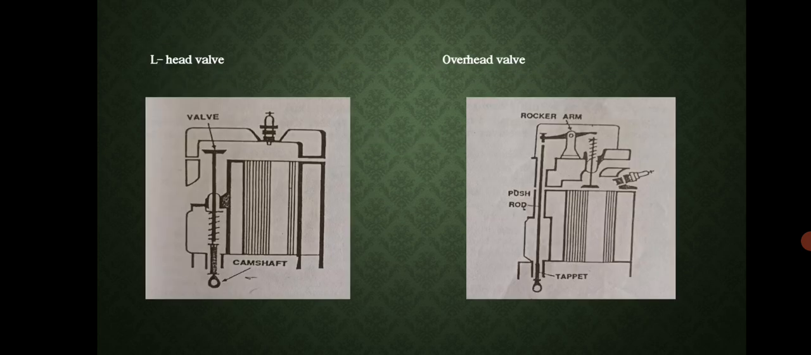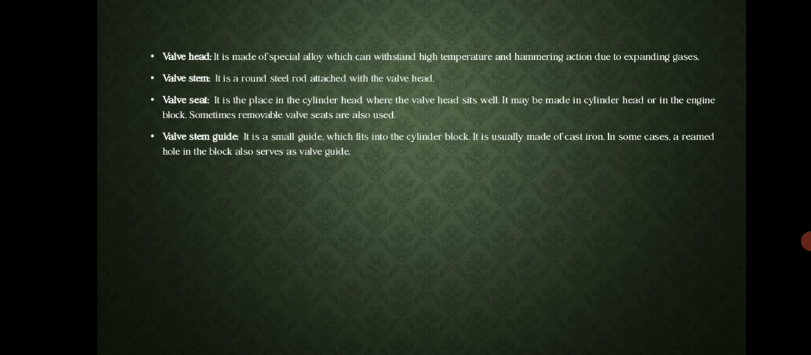So the first one is the L-type valve and the second one is the overhead valve. Let's see about the components of a valve. Valve head is made up of special alloy which can withstand high temperature and hammering action due to expanding gas. Valve stem. It is a round steel rod attached to the valve head. Valve seat. It is the place in the cylinder head where the valve head sits well. It may be made in the cylinder head or in the engine block. Sometimes removable valve seats are also used.